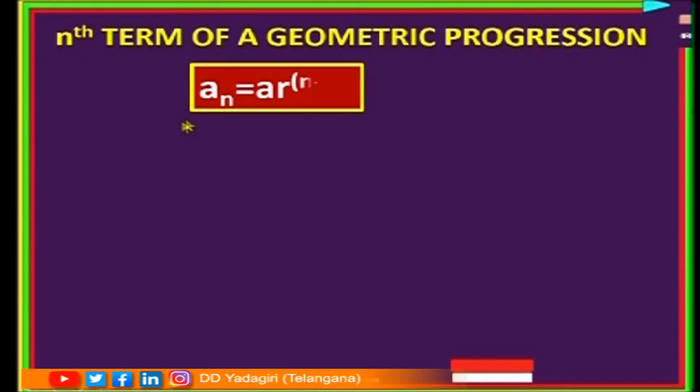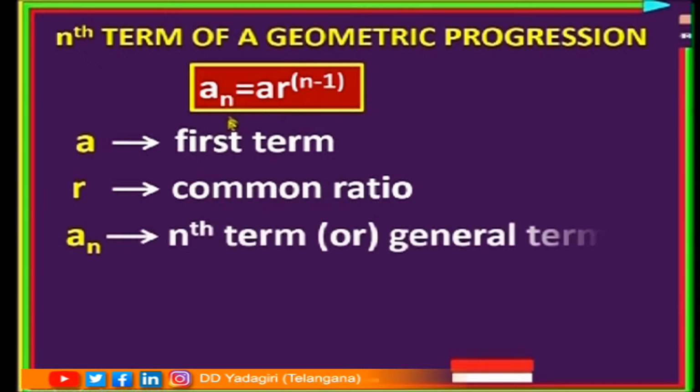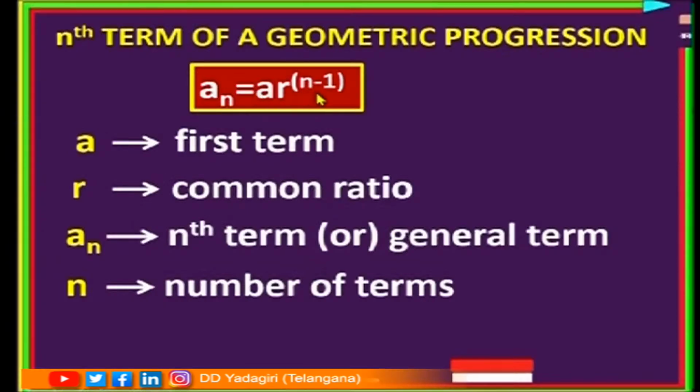Now this is the formula: An is equal to A into R to the power of n minus 1. What is A? A is the first term. What is R? R is the common ratio. What is An? An is the nth term or general term. What is n? n is the number of terms. Among these four, if any three values are provided, we can easily find the fourth one using the nth term formula. An is equal to A R power n minus 1 is the nth term of GP.